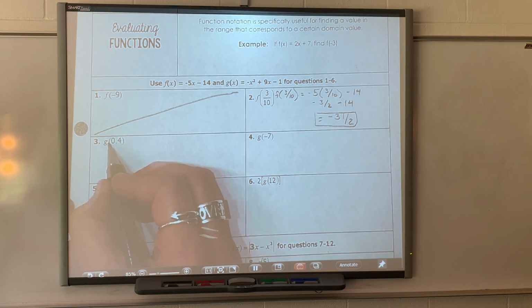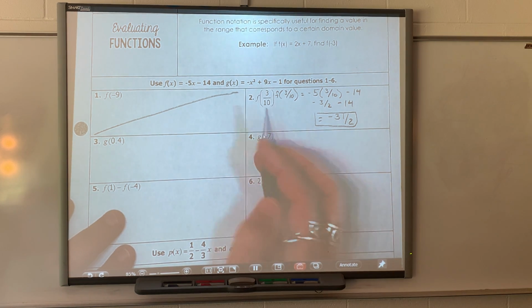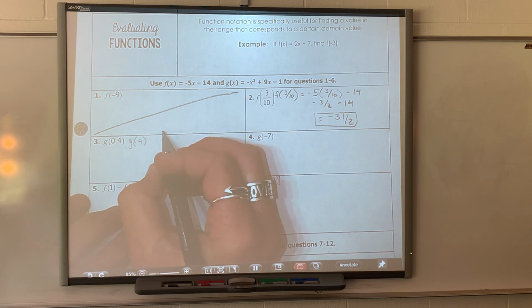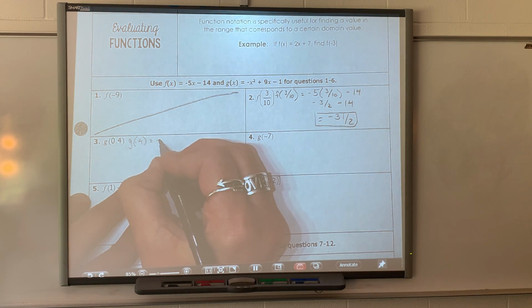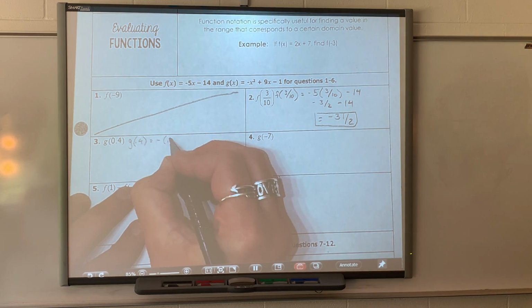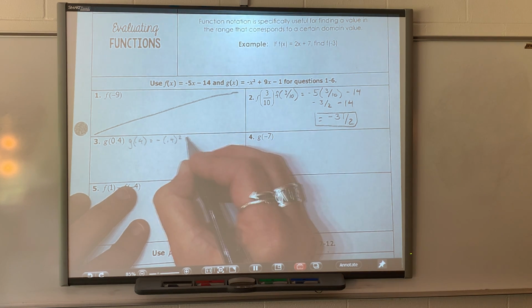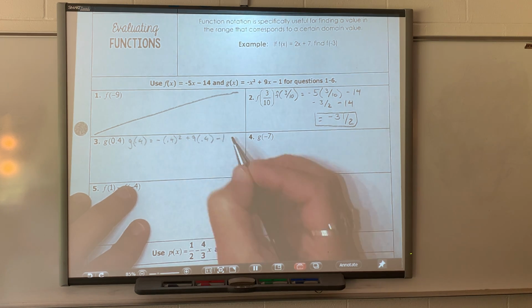So this one is g, so we've got to use the equation for g, okay? So we're doing g of 0.4, and I'm not using the 0 because that's just extra writing. So it's equal to, now be really careful here, all right? So this says negative x, so you write the negative out front, then 0.4 squared, plus 9 times 0.4 minus 1.